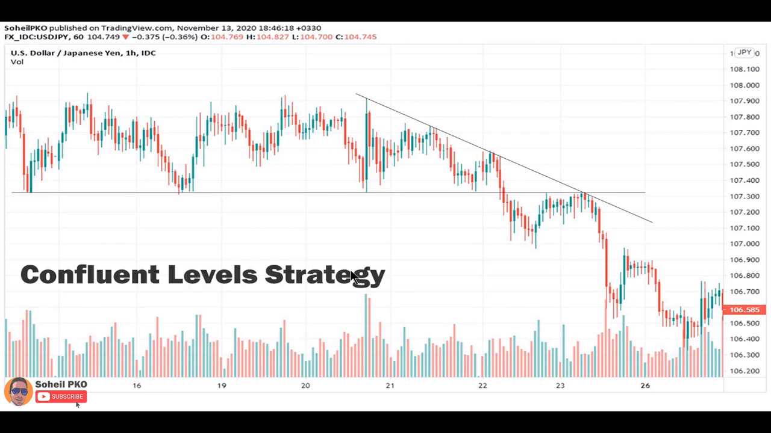Confluent levels strategy. In this strategy, we look for confluent levels that give us the same signal. Confluent levels can have different forms based on the levels that we have. Here, I give you an example so you understand how to identify confluent levels and how they are used for trading.